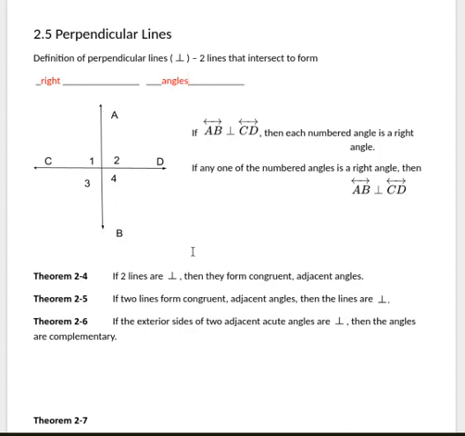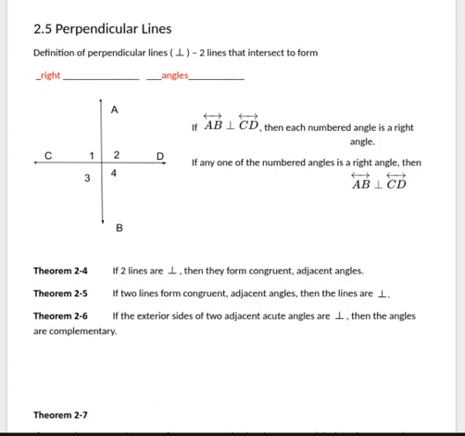In our example here, we have lines AB and CD, and if we're told that they are perpendicular, the definition allows us to say that each of these numbered angles is 90 degrees. The converse of that definition also is true. If we are told that angle 1, 2, 3, or 4 is a right angle, then we can say that line AB is perpendicular to line CD.